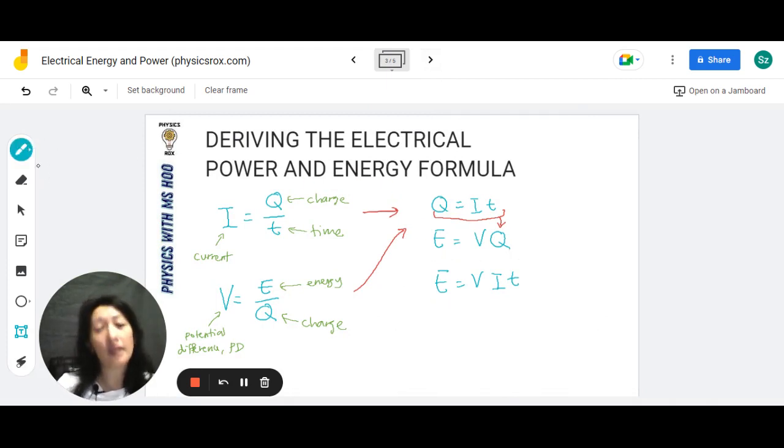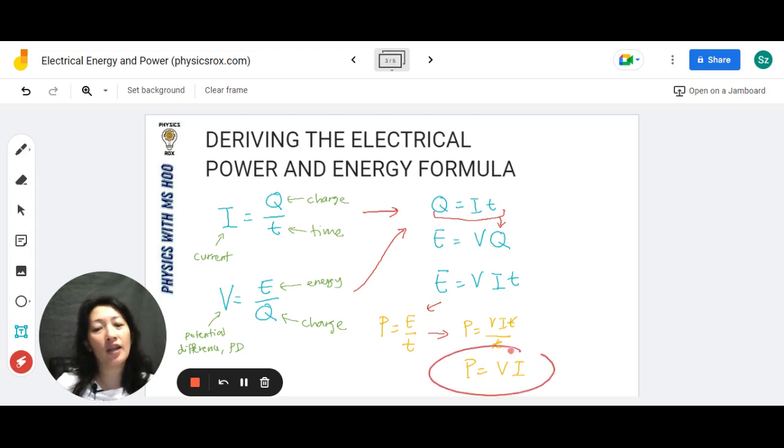And of course, if you want to calculate power, I'll use a different color just because. Remember, power is energy over time. So if we take this formula and substitute inside here, that's how we get P equals VIT divided by T, cut, and then you get P equals VI or IV if you swap it around. Okay, so that's how these electrical energy and power formula were derived.